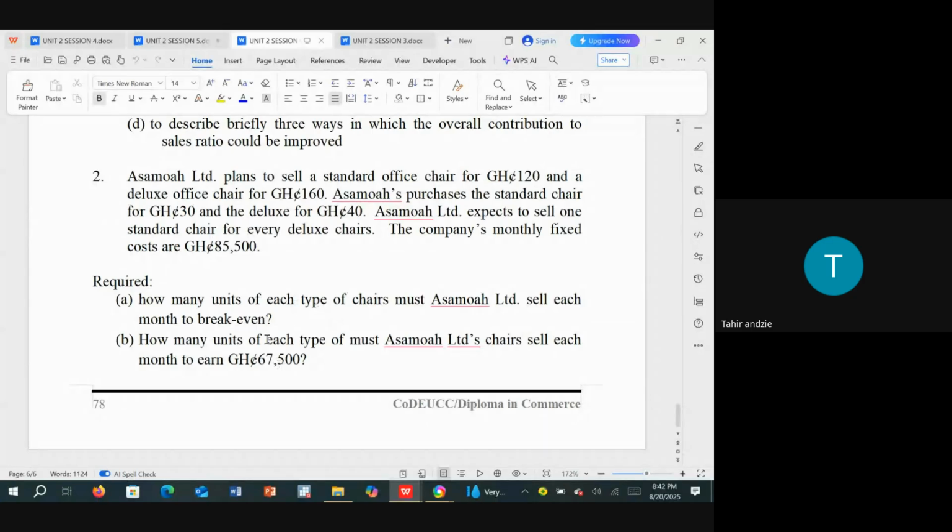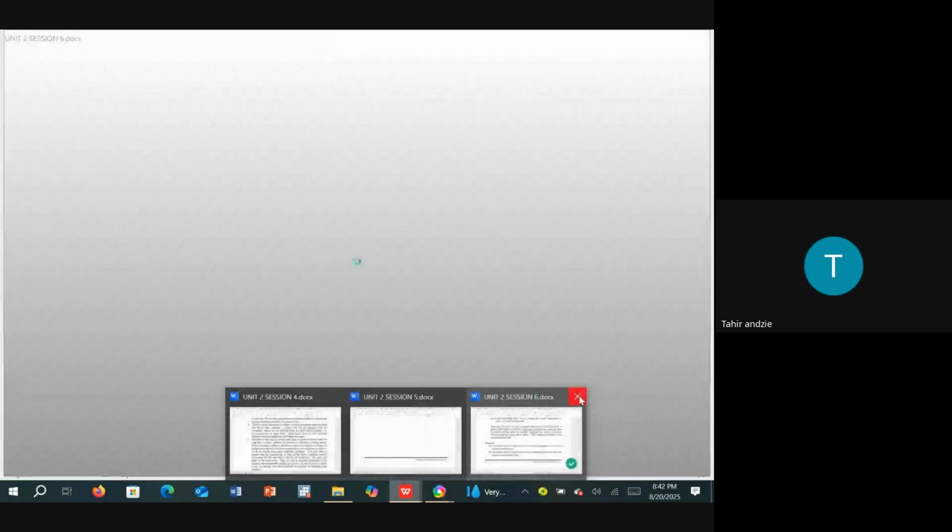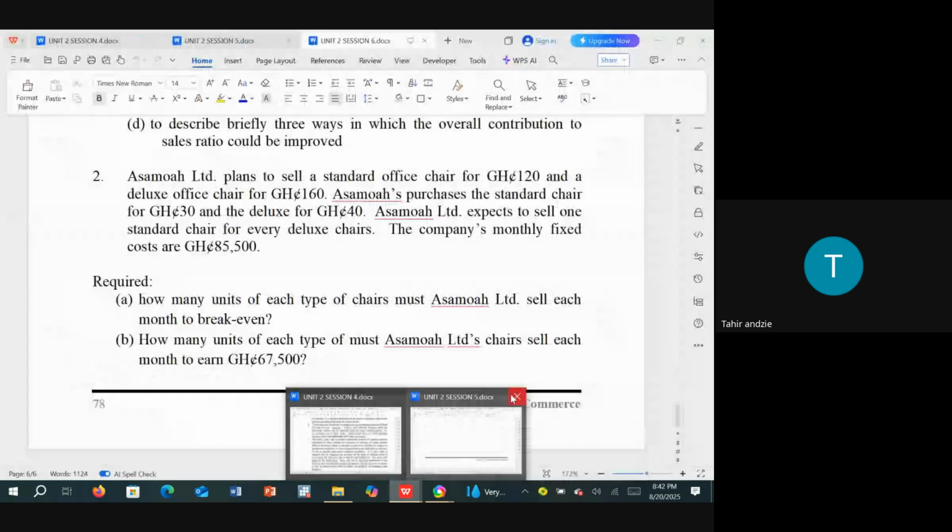In this case, you look at the fixed cost plus the target profit, divided by the weighted average contribution margin ratio. After that, you divide to get the units. So the same idea applies here. It's not a difficult thing to do. So now we are done with the units in Unit 2.